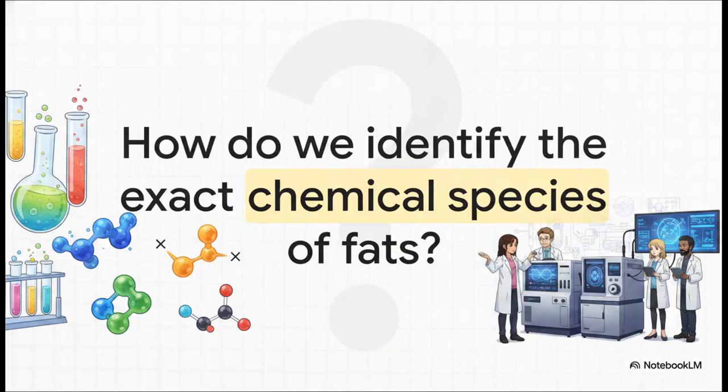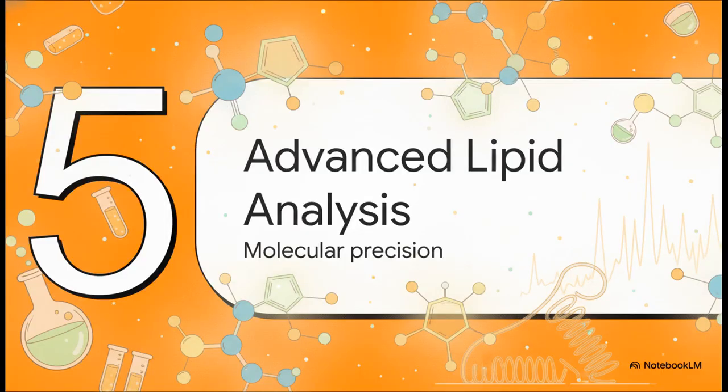So these colorful qualitative tests confirm the fat is definitely there. But what if we need to know exactly what kind of fat we're dealing with? Are we looking at trans fats? Hydrogenated fats? Answering that requires us to pivot from these qualitative color changes to some seriously advanced, highly precise methodologies. Which leads us to Section 5, Advanced Lipid Analysis, Precision at the Molecular Level.